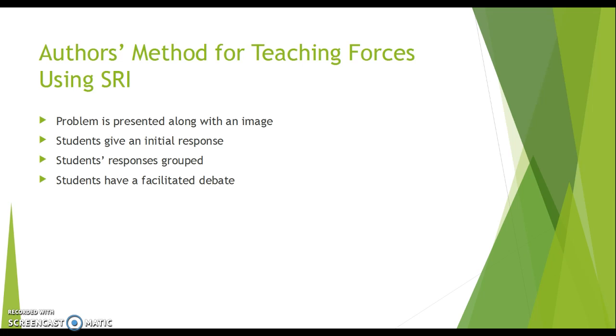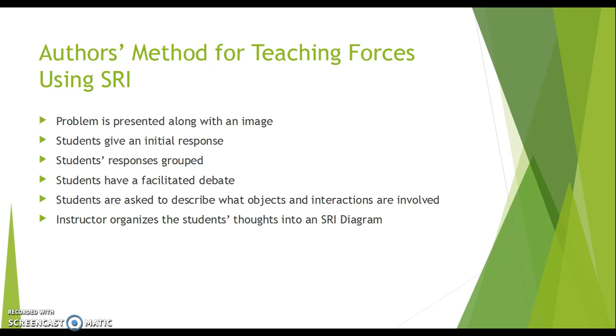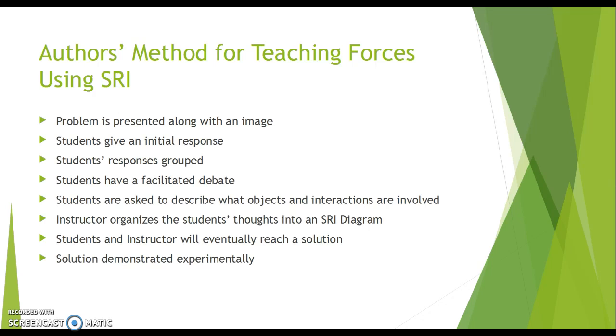The instructor then facilitates a debate among the students. The instructor can interject throughout the debate. One interjection might be that they ask students to describe what objects and interactions are involved in the problem. The instructor can take the student responses to this and organize them into an SRI diagram. They can explain to the students what an SRI diagram is and how to make one. The students and the instructor will eventually reach a solution. The solution may be able to be demonstrated experimentally, and if it can be, it should be, so that students can further grasp the problem.